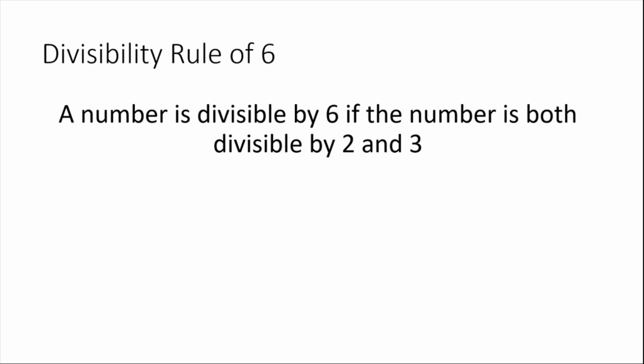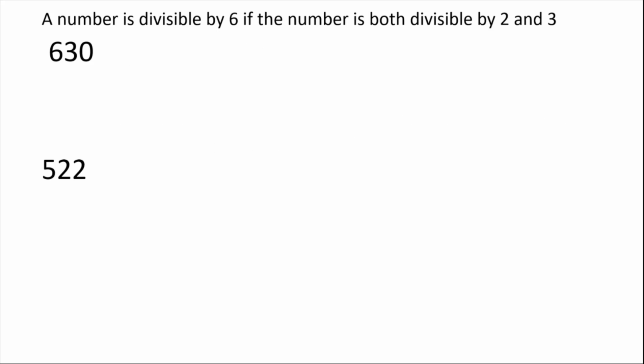Alright, the next rule is the rule of 6. Now, the rule of 6 states that a number is divisible by 6 if the number is divisible by both 2 and 3. Alright, here are a couple of examples for this.